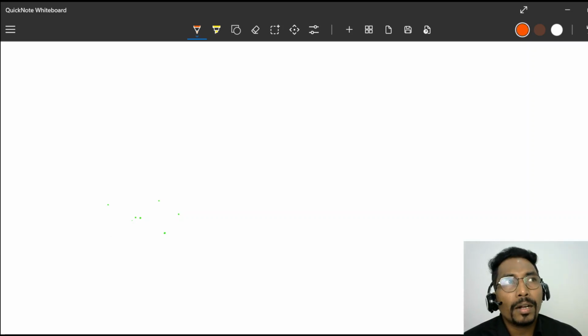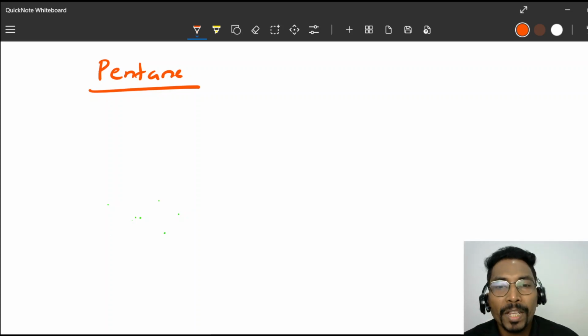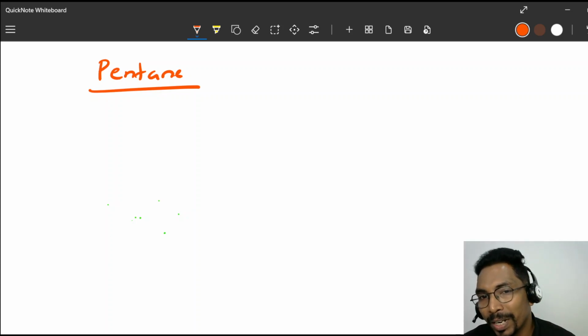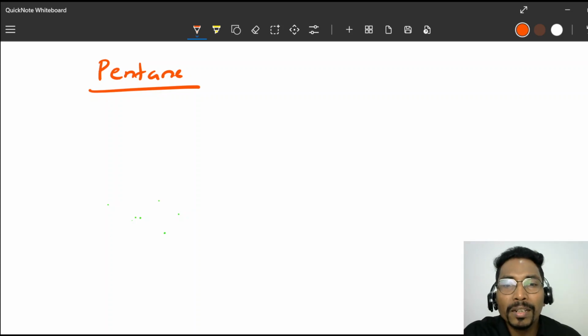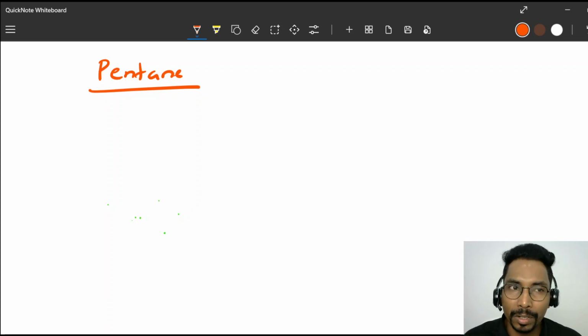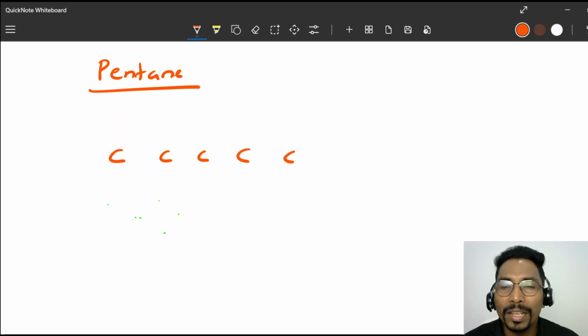We can just take an example of pentane. Pent means how many carbon atoms? Pent means 5 carbon atoms, right? And again ANE indicates alkane. So what do you have to do first? First you draw 5 carbon atoms: 1, 2, 3, 4, 5. Then connect all these carbon atoms with lines.